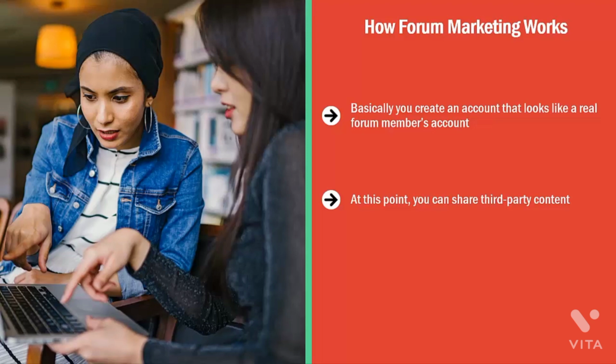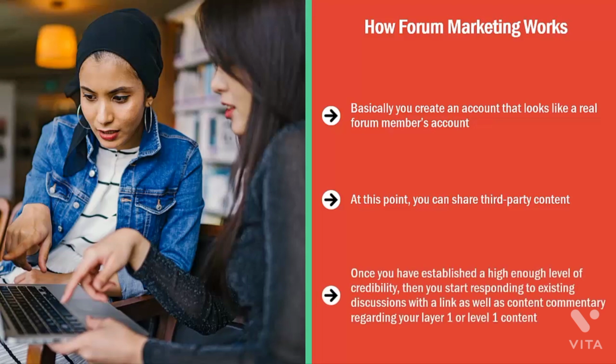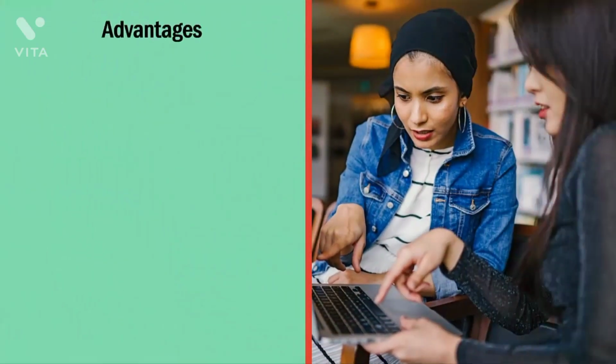When you do this, you become an even bigger expert. People start to look at you as an authority. Once you have established a high enough level of credibility, then you start responding to existing discussions with a link as well as content commentary regarding your layer 1 or level 1 content. Eventually, you should be able to have enough clout on the forums you're marketing to start discussions that directly talk about your own resources.